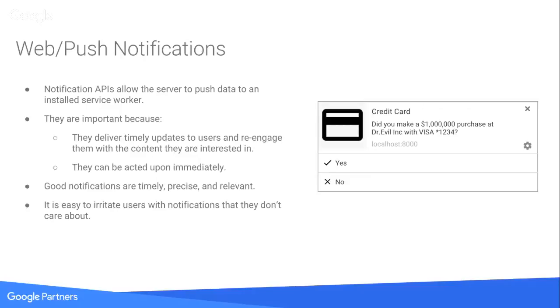Web push notification APIs allow the server to push data to an installed service worker, and they're important because they deliver timely updates to users and can re-engage them with the content that they're most interested in, and they can act upon it immediately as well. The good ones are considered to be timely, precise, and relevant, and it's very easy to irritate users with notifications that they don't care about, right?